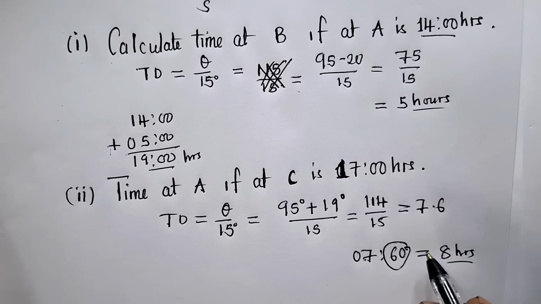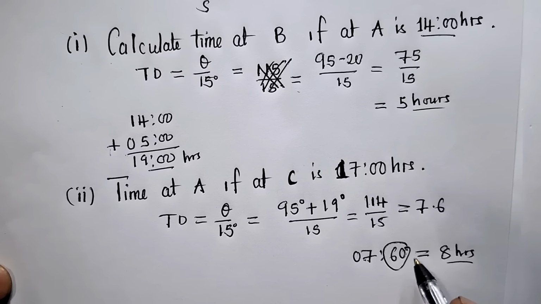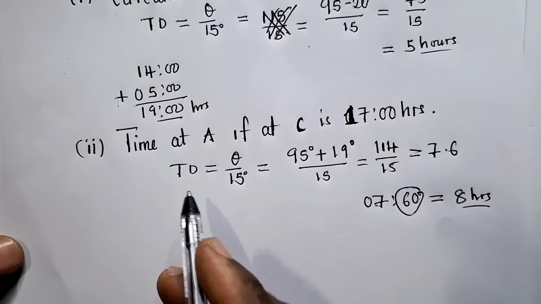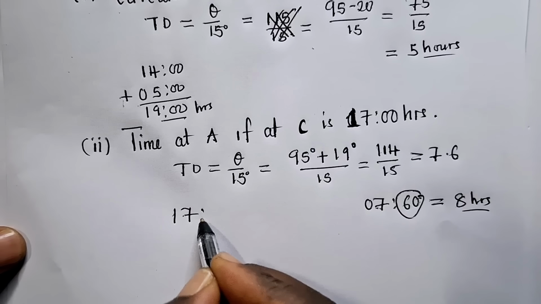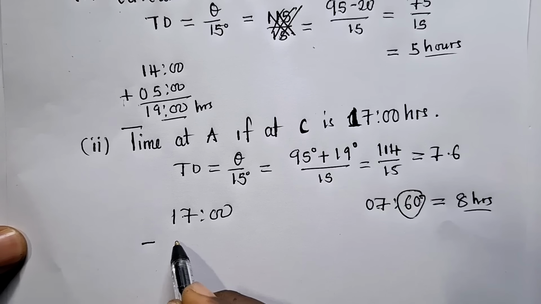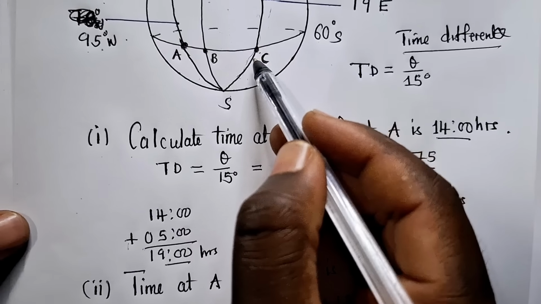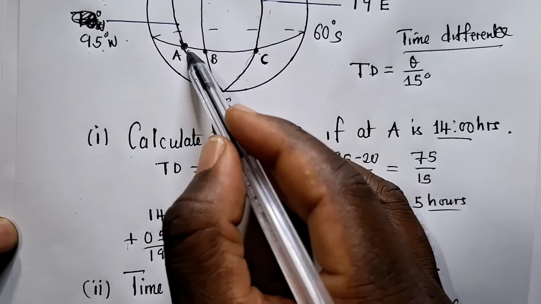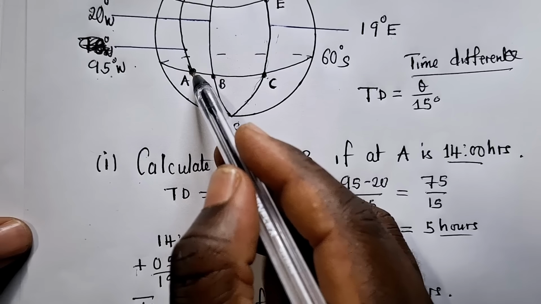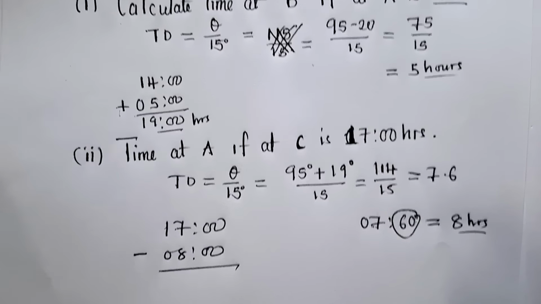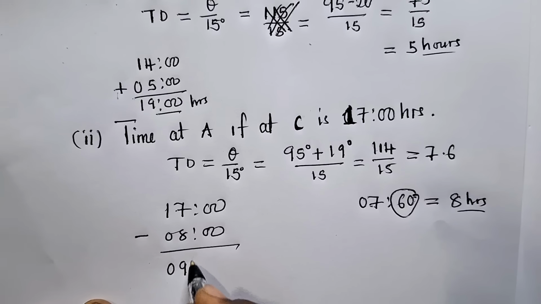Now this 8 hours, what are we supposed to do with it? Are we supposed to add or subtract? Because we know that the time at C is 17 hours. So we're going to say 17 hours, which is at C, minus 08 hours. The reason why we're subtracting, because we are coming from right to left. Okay, we want to find the time at A. So when we subtract 17 minus 8, this is giving us 09. So the time at A is 09 hours.